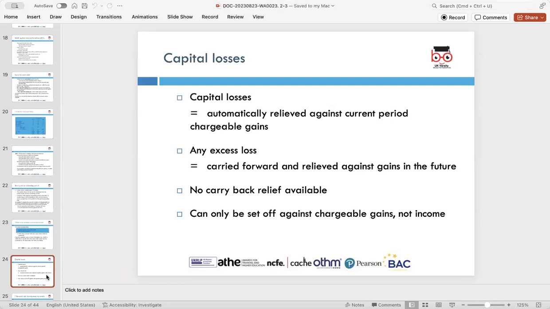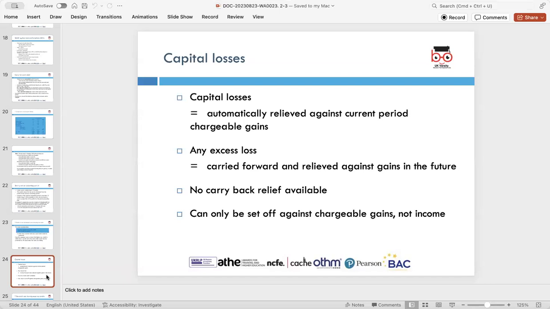First, capital losses are automatically relieved against any current period chargeable gains. So this means that if you have capital gains in the same tax period, you can use your capital losses to reduce the amount of tax you owe on those gains. If you have more capital losses than gains in a given period, the excess loss is carried forward to future periods. This means you can use it to reduce any future capital gains you might make, like carrying over debt to be paid off later.